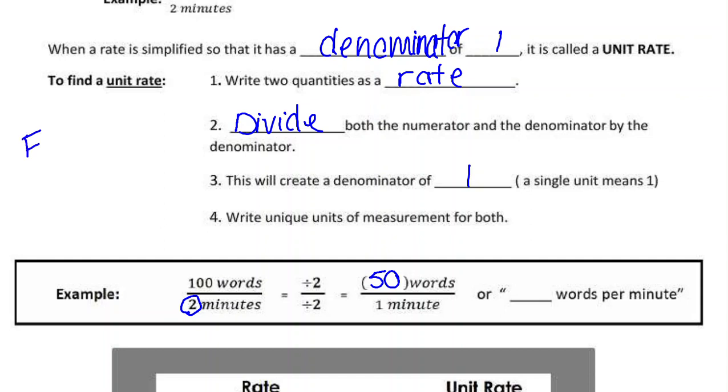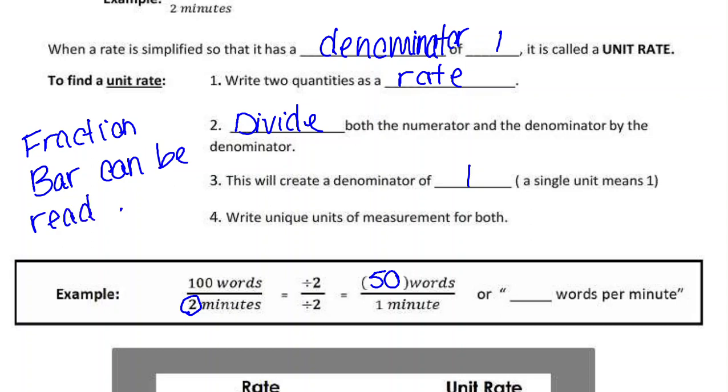I'll write a little note here. Fraction bar can be read as per. So I can do 50 words per 1 minute, or I could write it out, 50 words per minute. And we can also write it this way, 50 words per minute, if you want to write it that way with that little forward slash.